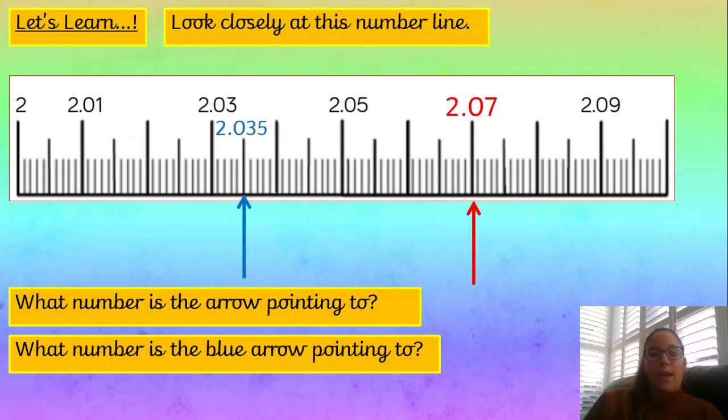Okay, so the blue arrow is 2.035. Because if this one here is 2.04 and this is 2.03, we can either count 2.031, 032, 033, 034, 2.035, or we know that 0.035 is halfway between. Okay, well done if you got that.